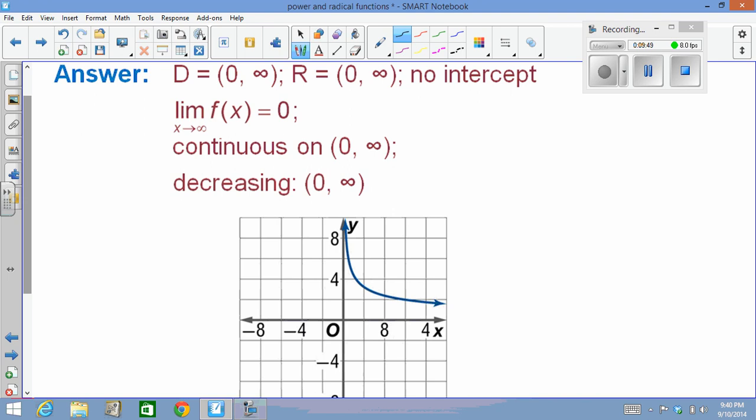There's no x-intercept, as you can see. As x goes to positive infinity, y goes to 0, and it's continuous on the interval 0 to infinity, where it's also decreasing.